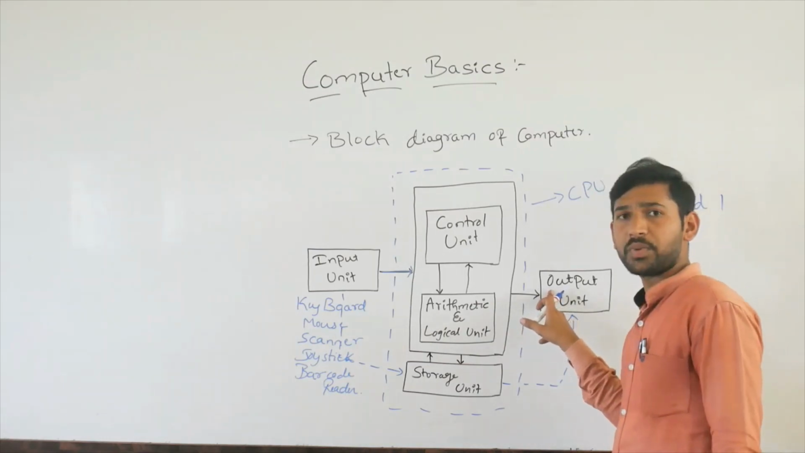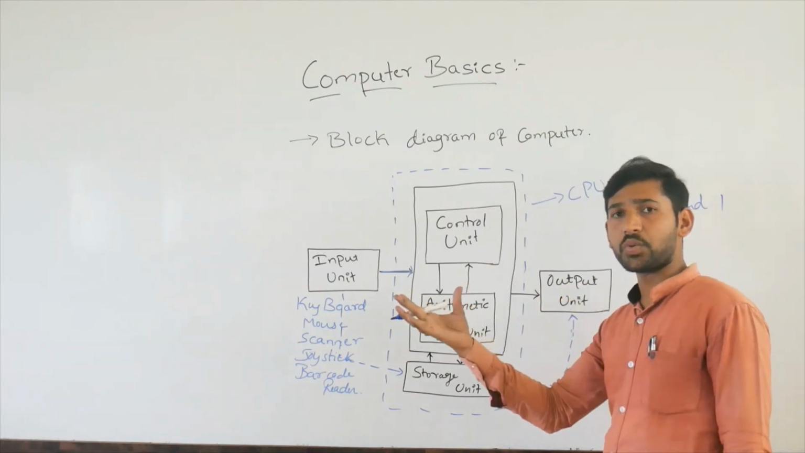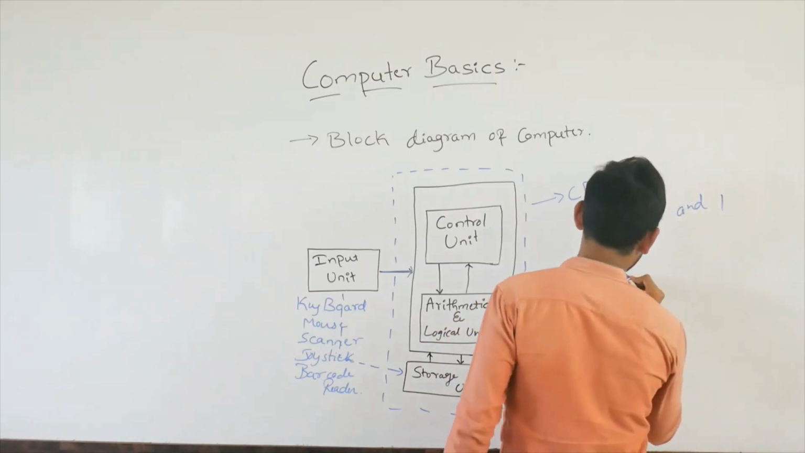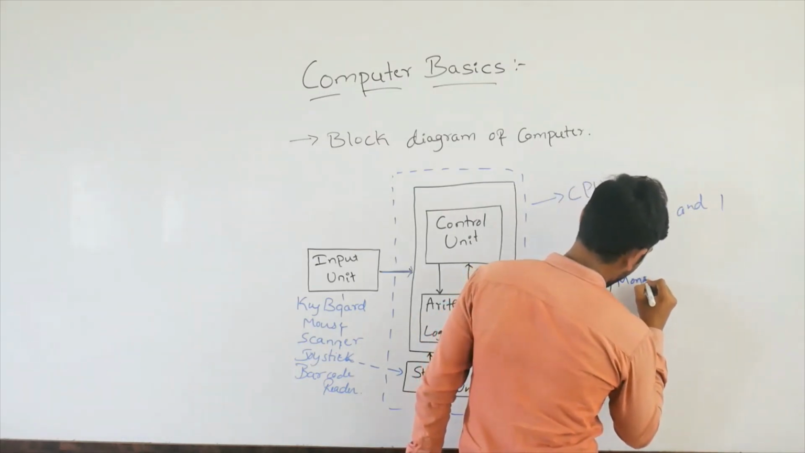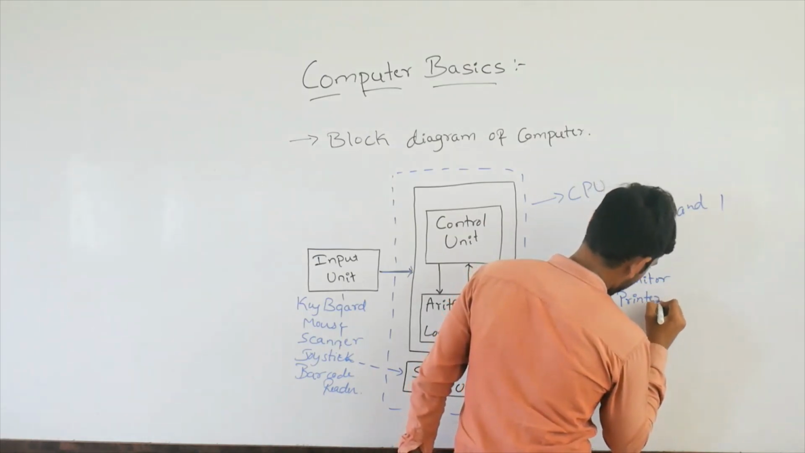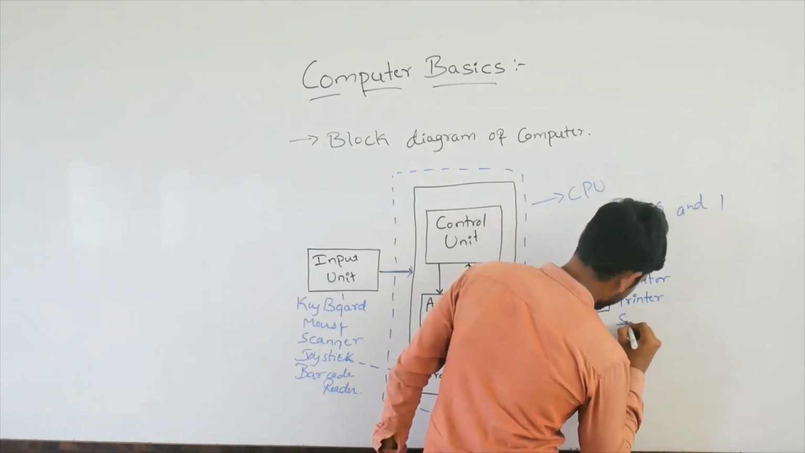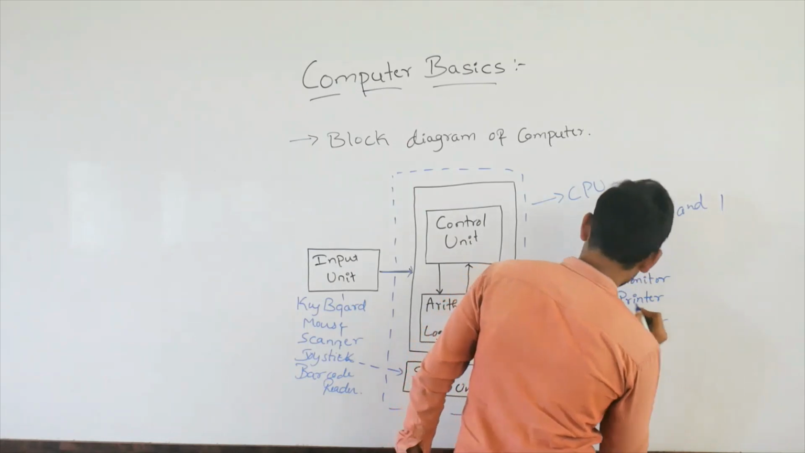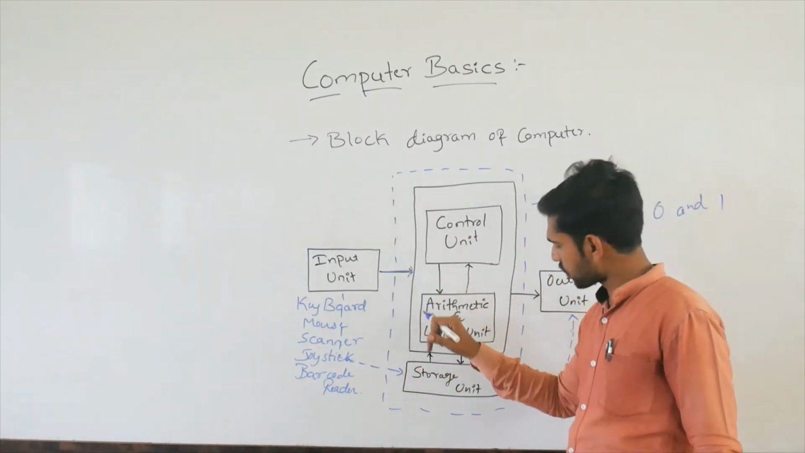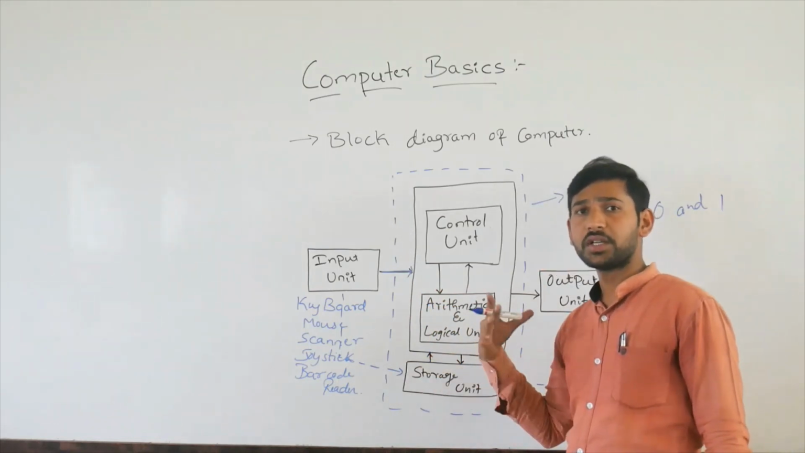Then the output unit takes the processed data and produces the output through the output devices. Output devices are monitor, printer, and speaker, etc. And next one, after processing data, it can store the data in the storage unit for future use.